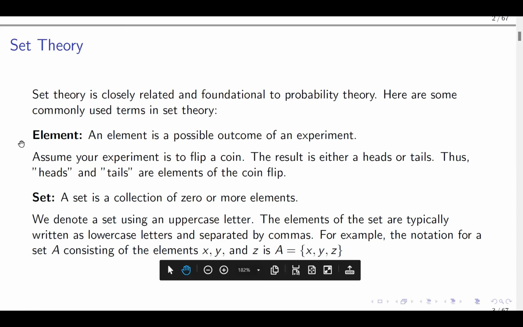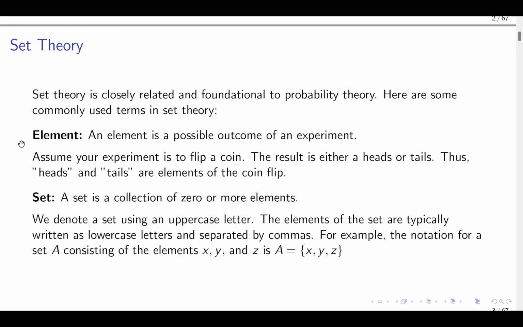We will start with elements. We are saying that an element is a possible outcome of any experiment you may conduct. So if you conduct an experiment such as you take a coin and then you flip it, you are either going to get a head or a tail, right? So head and tail are the elements of the coin flip. So again, an element is any possible outcome of an experiment.